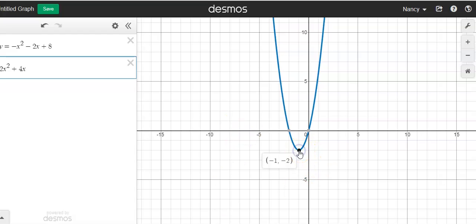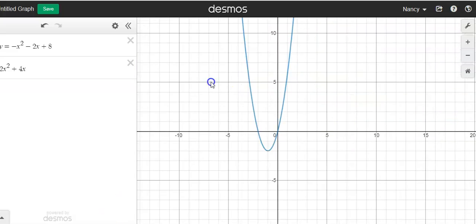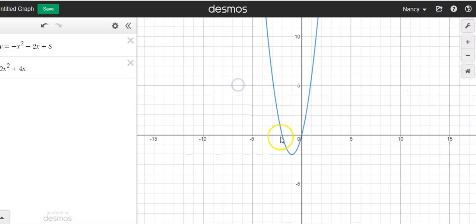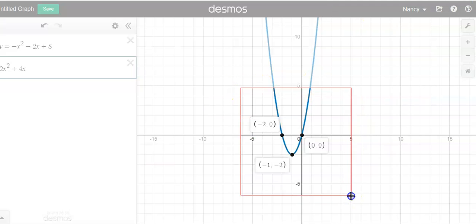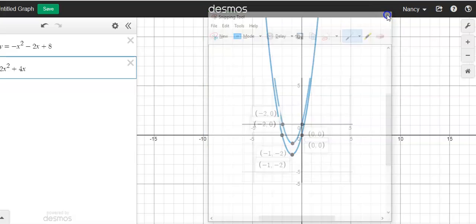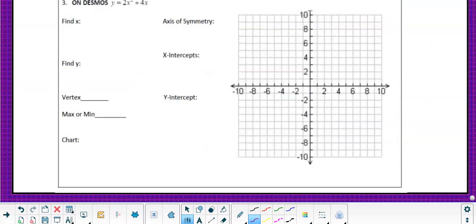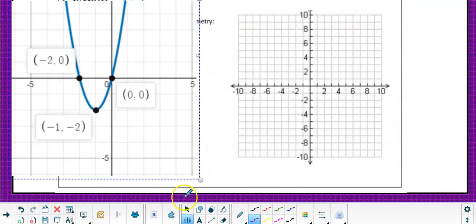We have the vertex right here. And again, I would suggest clicking on these so that they're visible and then taking the screenshot. Okay, so I'm going to take my snippet. Whoops, forgot to hit new. Try this again. One of my x-intercepts and my y-intercept is the same point, so that's why you don't see a separate y-intercept. Then I can just close that out, go back over here, hit Control V, and it shows up.